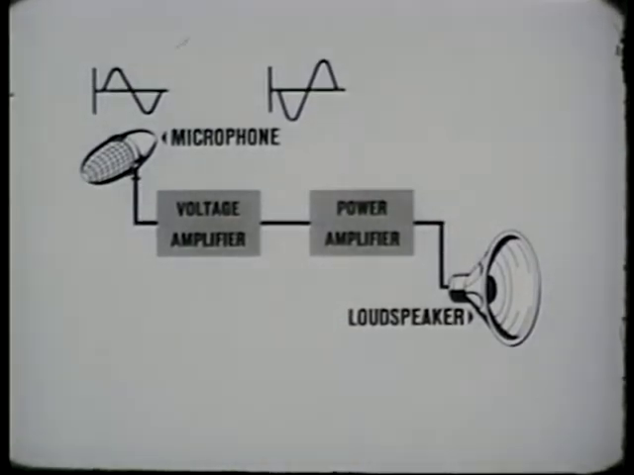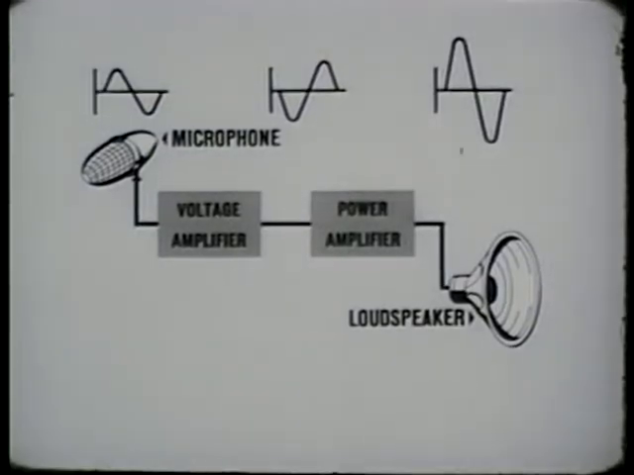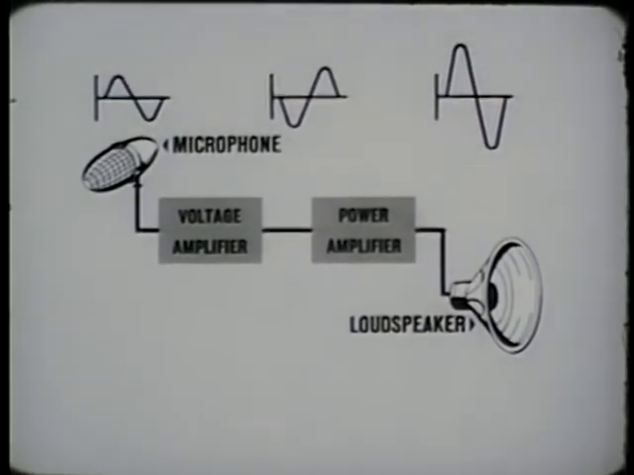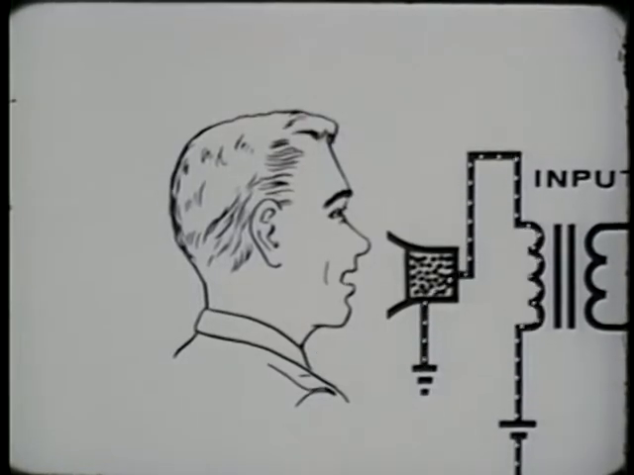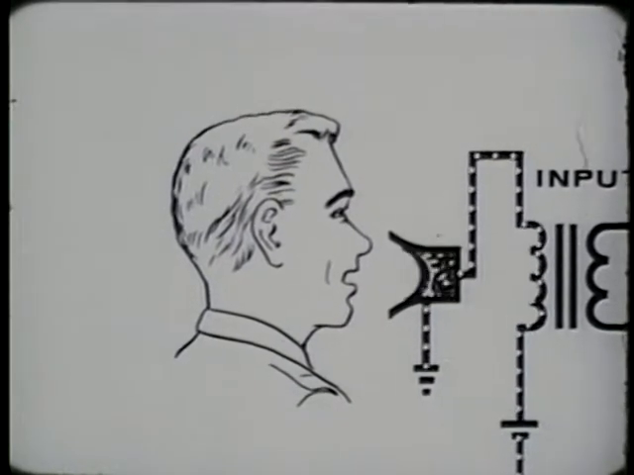This energy is increased until the loudness or amplitude of the sound or speech heard is the same as that transmitted. Now, let us examine a typical amplifier and, in general terms, see how this amplification is accomplished. If you speak into a microphone, the mechanical energy of sound waves is converted into electrical energy by the vibration of the diaphragm of the microphone under pressure of the sound waves.